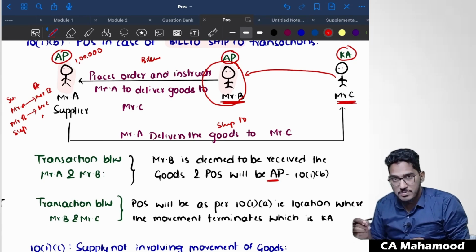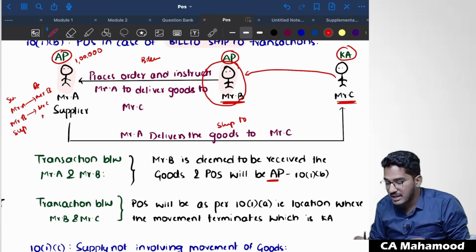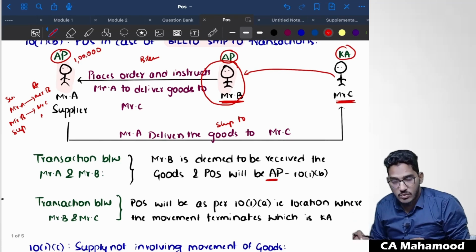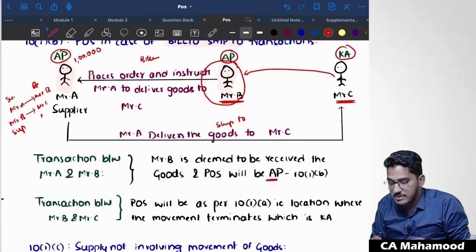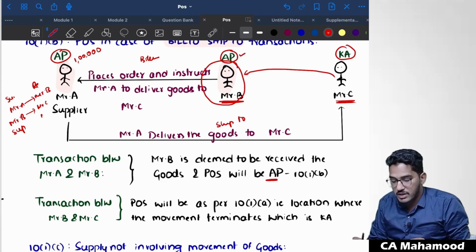Section 10 subsection 1 clause B says this is the bill to ship to transaction. In this case, it will be deemed that Mr. B has only received the goods and his location will be treated as the place of supply. So for the transaction between Mr. A and Mr. B, the place of supply will be Andhra Pradesh only. So it will be an intra-state supply. CGST, SGST will be levied.